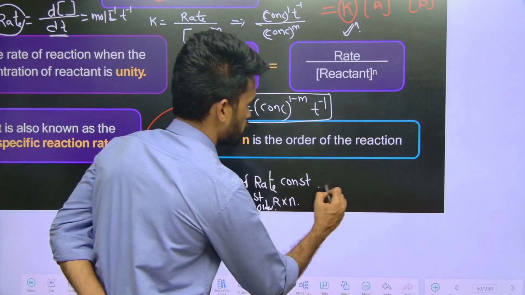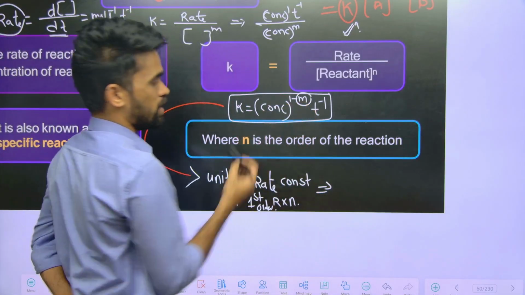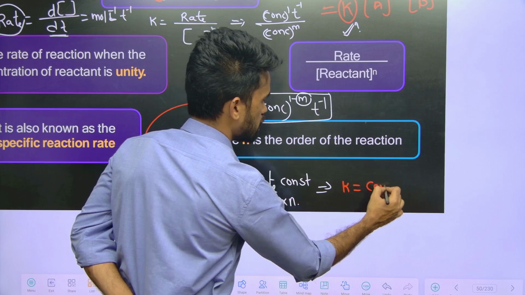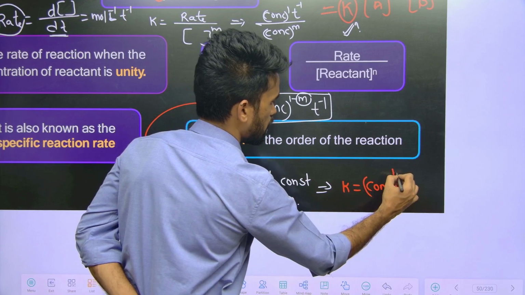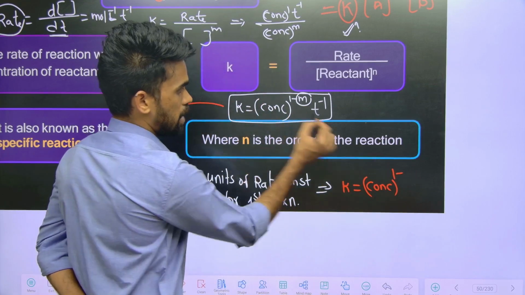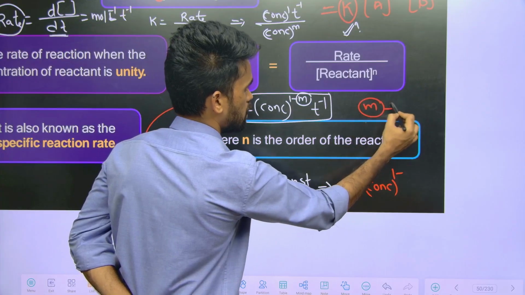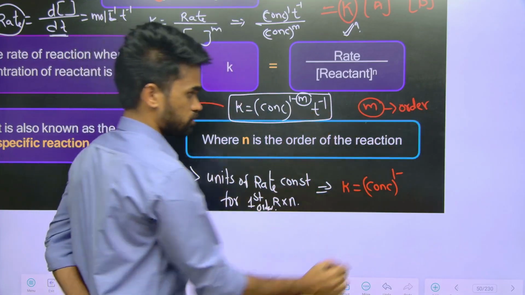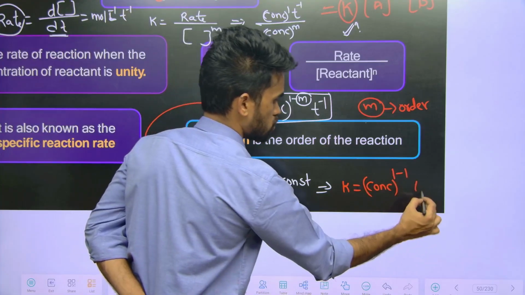First order reaction means put m value equals to 1. So what happens now? K is equals to concentration to the power 1 minus first order, no? M value is 1. So what does this m indicate? What is the order of the reaction? So I am saying order as 1. 1 minus 1, 0. So time inverse.